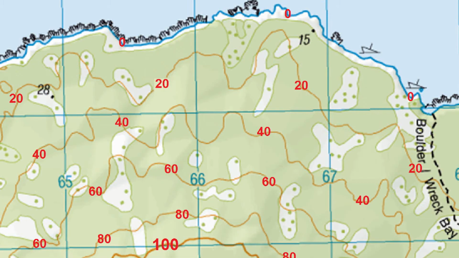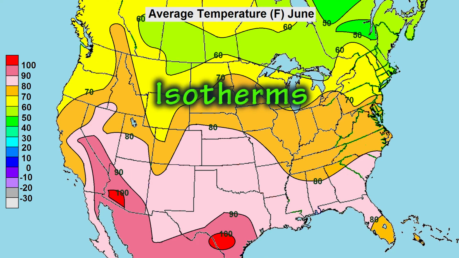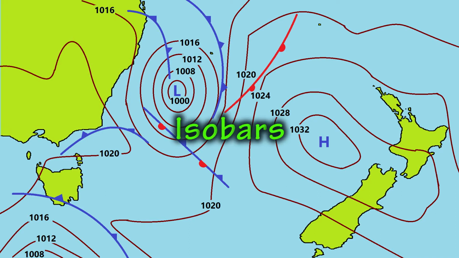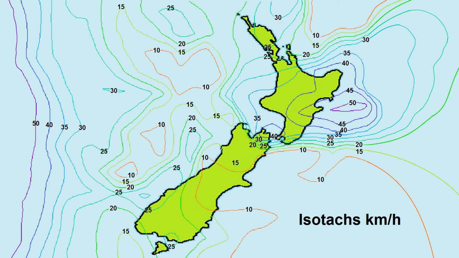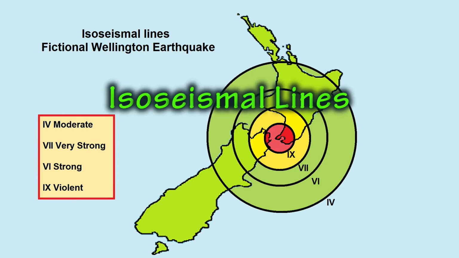For example, we have contour lines, which connect points of equal elevation. Isotherms connect points of equal air temperature. Isobars connect points of equal air pressure. Isotachs connect points of equal wind speed. And Isoseismal lines connect points of equal earthquake intensity.